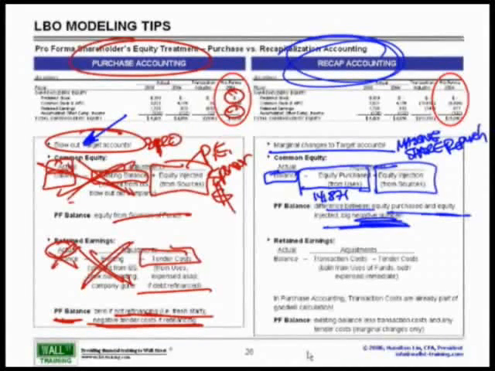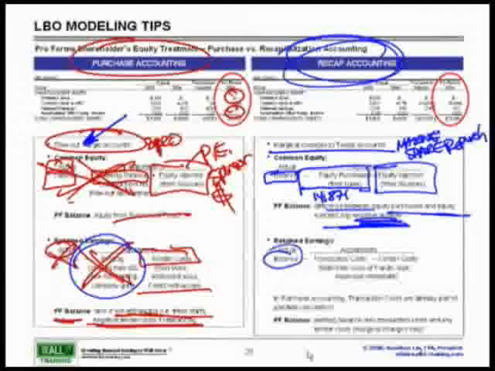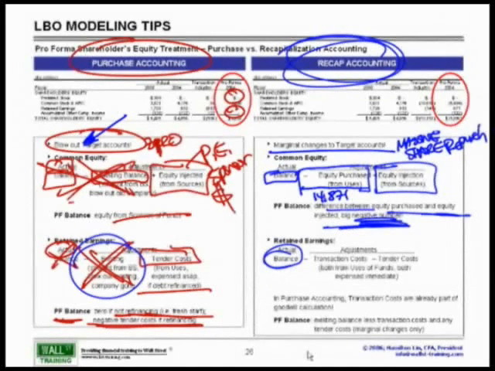The retained earnings balance is somewhat similar. Again, recall in purchase accounting, you blew away your existing balance. However, in the recap, you do not. You take your current existing actual balance and you just make marginal changes. Again, you make marginal changes. Marginal changes. What are the marginal changes?